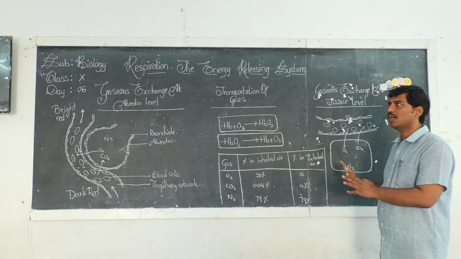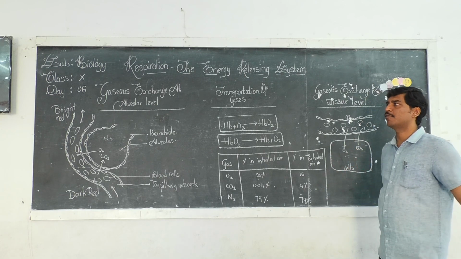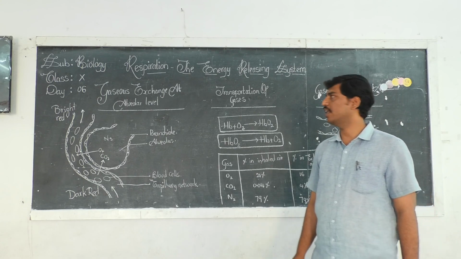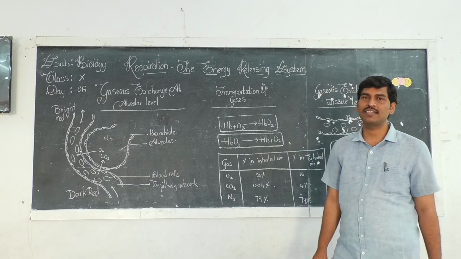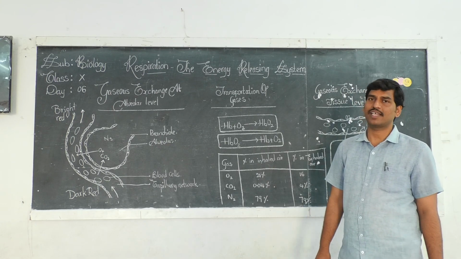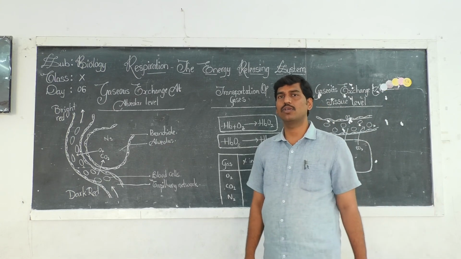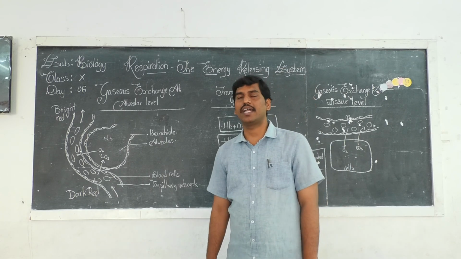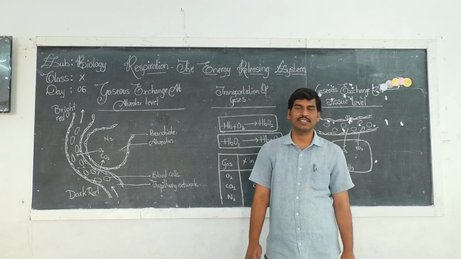So these are the three events we have covered in today's class: gases exchange at alveolar level, transportation of gases, and gases exchange at tissue level. And children, for today's assignment, you need to write down about the gases exchange at tissue level.